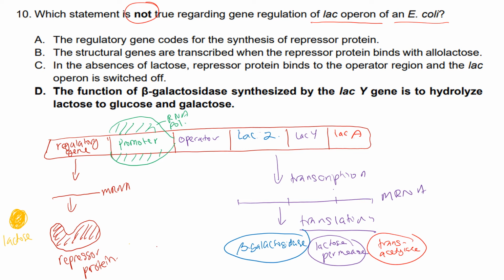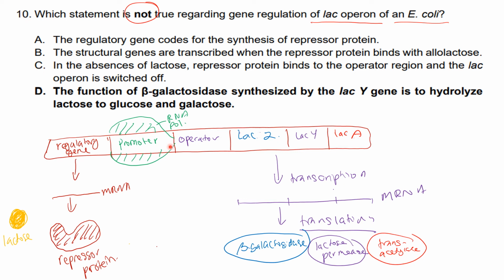Basically, the lac operon is a portion of bacterial DNA that controls the synthesis of enzymes used in the hydrolysis of lactose. When lactose is hydrolyzed into glucose and galactose, then only the bacterial cell can use the glucose, for example, to undergo cellular respiration to generate energy for the bacterial cell. So you have to know what the components of the lac operon are.